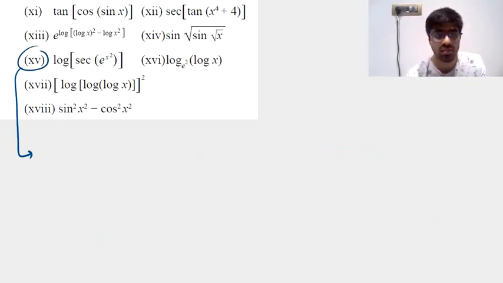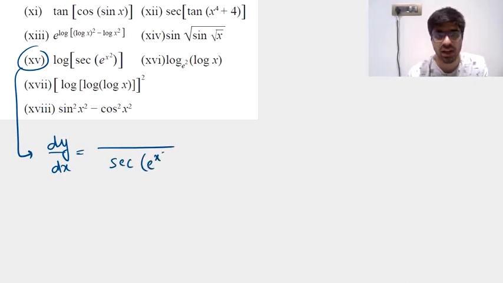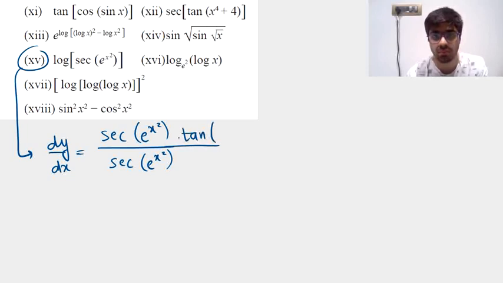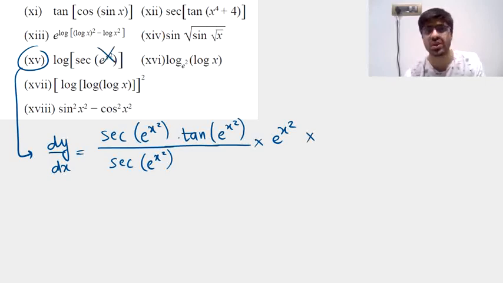The 15th one, let y be the given function which is of the type log x. So dy by dx, that's going to be 1 upon sec e power x square. Then x was this, right? So take a derivative of it. It's a function of the type sec x. So the derivative will be sec x tan x. So I have sec e power x square into tan e power x square, multiplied further with the derivative of this. It's like e power x. So the derivative will be e power x only. In place of x, we took x square. Further multiply with the derivative of x square, which is 2x.